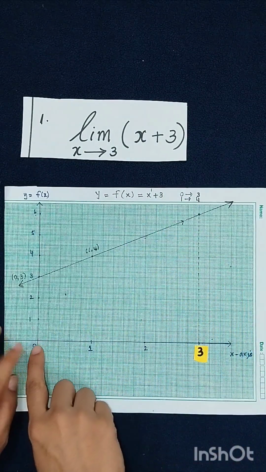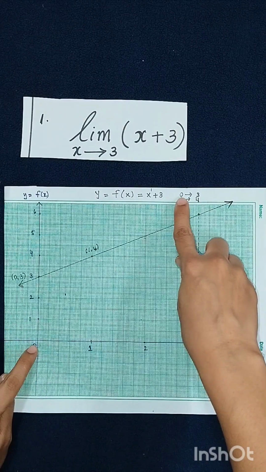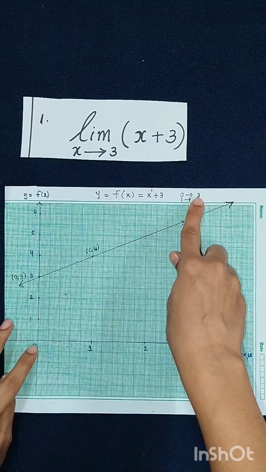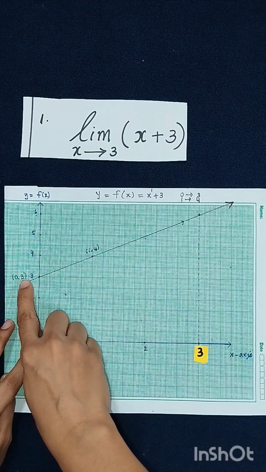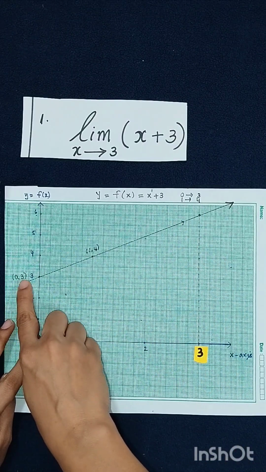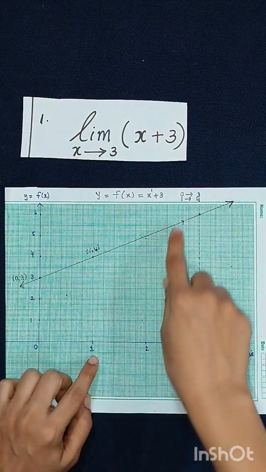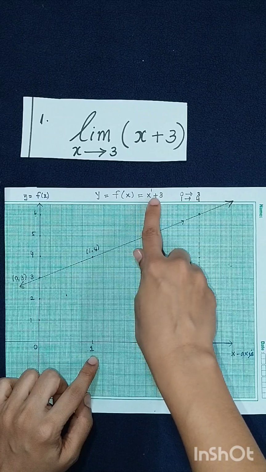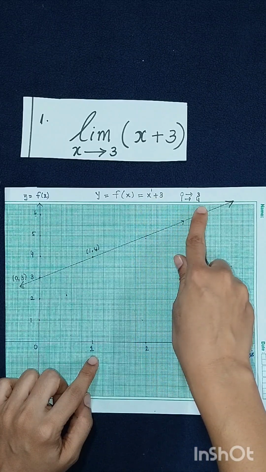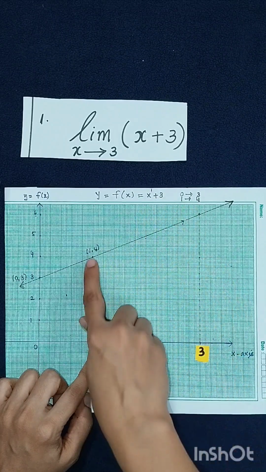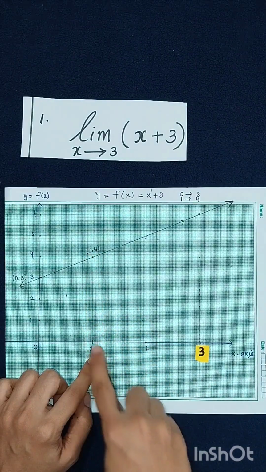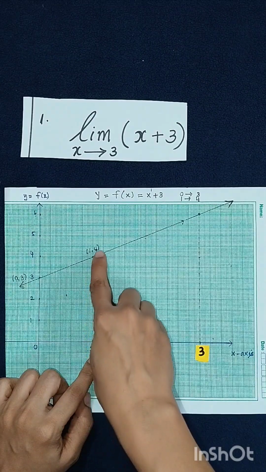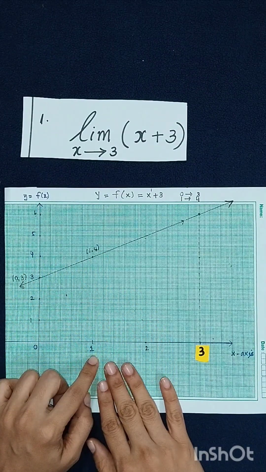So let us take 2 points, one from the origin, 0. If you give 0, the output will be 0 plus 3, which is 3. So the point will be (0, 3). Now let us give another point, 1. If x equals 1, 1 plus 3 is equal to 4. So the other point is (1, 4). So 1 is from the x-axis and 4 is from the y-axis. The first coordinate is from the x-axis and the second is from the y-axis, right?